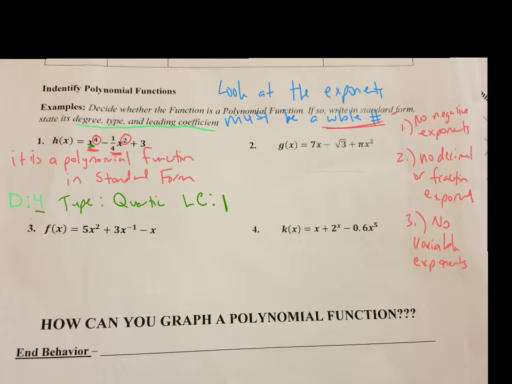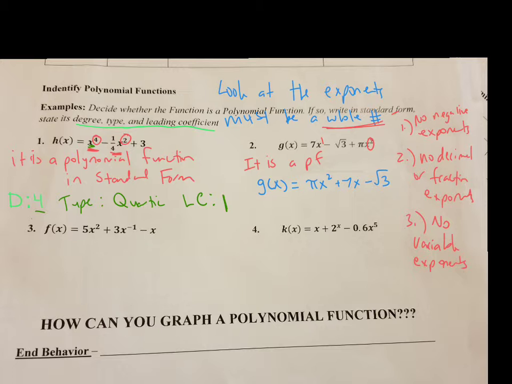Number 2. I have g of x equals 7x minus radical 3 plus pi x squared. I'm only worried about the exponents to see if it's a polynomial function. 2 and technically 1 are the only two exponents I see. Both those are whole numbers, so it is a polynomial function. It is not in standard form, so I have to rewrite it. I rewrite it as g of x equals pi x squared first, because that's the biggest exponent, then the 7x, then the constant minus radical 3. So now, this is standard form.